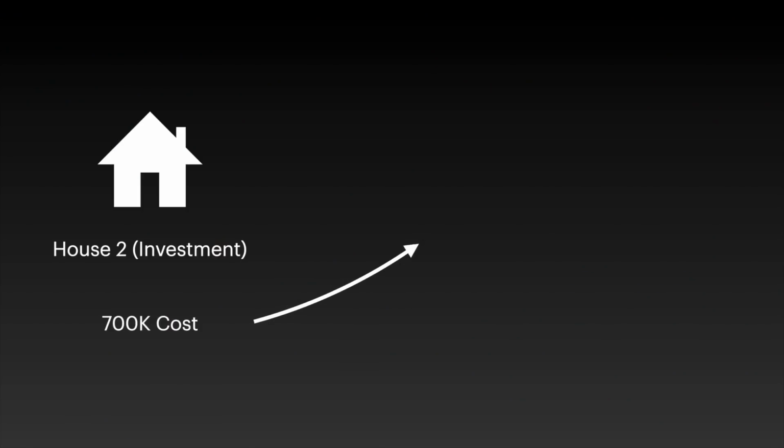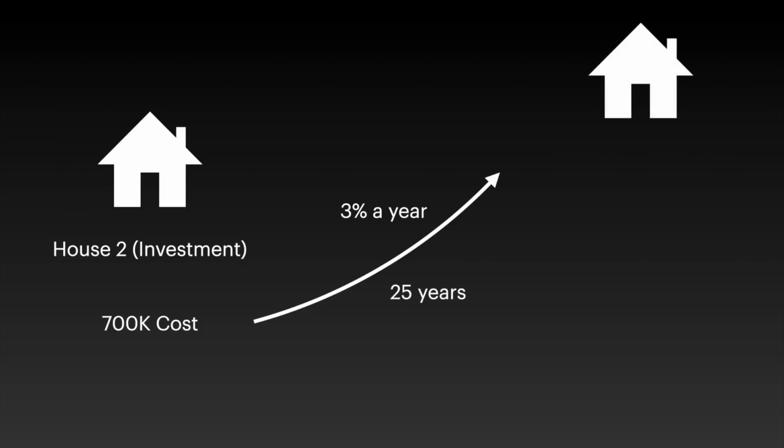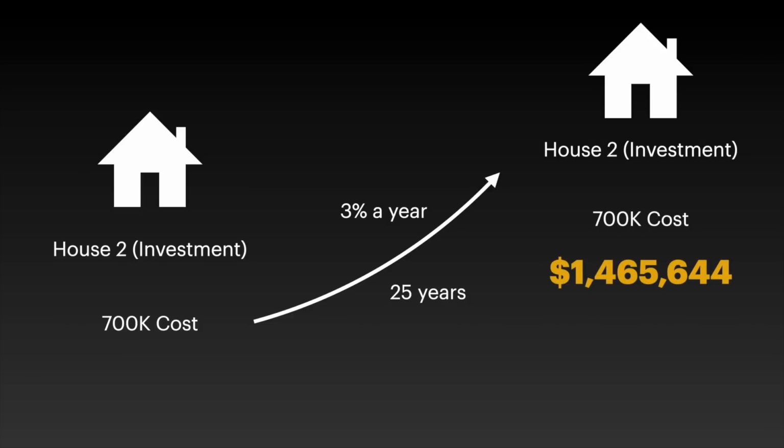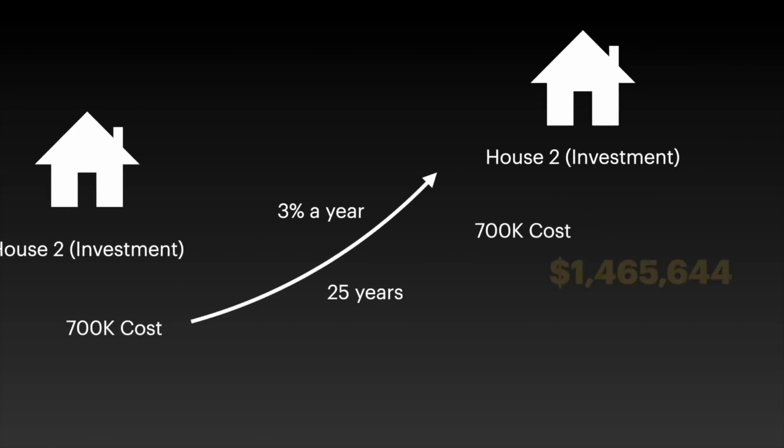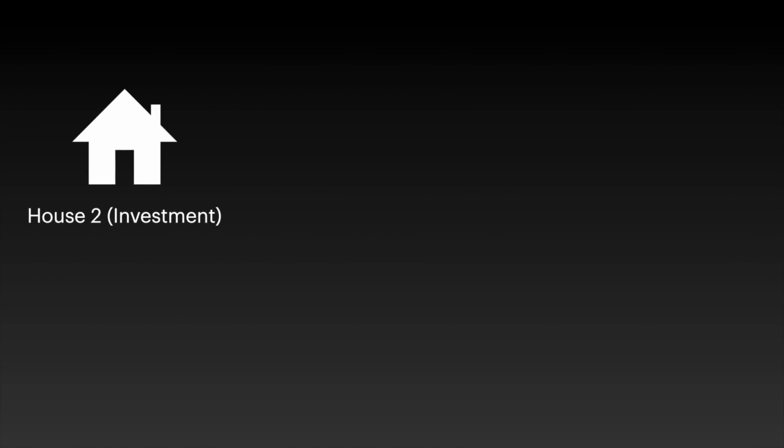Now, because the client is in their early 50s and they're planning to hold this for at least 25 years, well into their retirement, let's assume we hold for that long and it appreciates at 3% a year. After 25 years, their 700K home is going to be worth 1.46 million, just a little over double. So let's calculate the rate of return on each scenario.